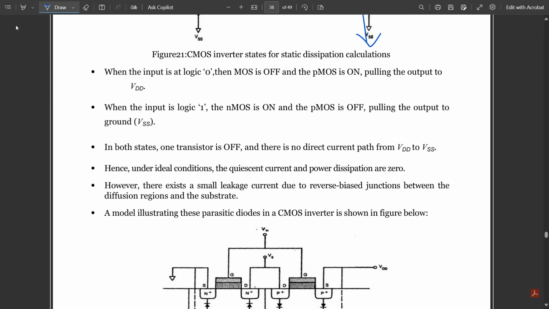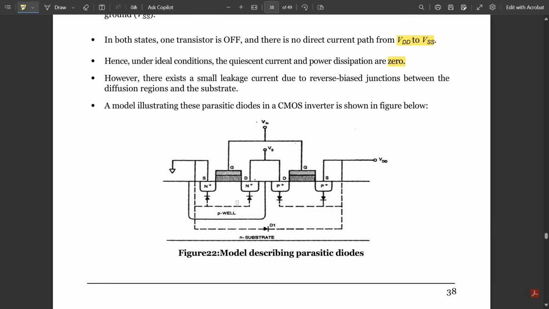So in both states, one transistor is off and there is no direct current path from VDD to VSS. Hence, under ideal conditions, the quiescent current and the power dissipation are zero. However, there exists a small leakage current due to the reverse bias junctions between the diffusion regions and the substrate. There is one simple model which illustrates these parasitic diodes on the CMOS inverter here.